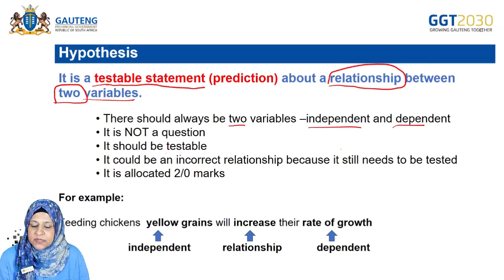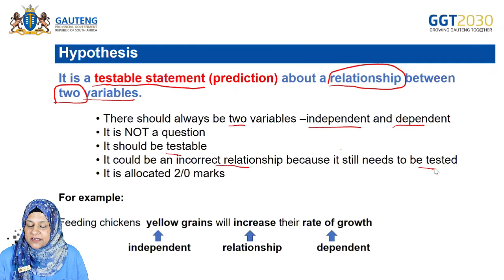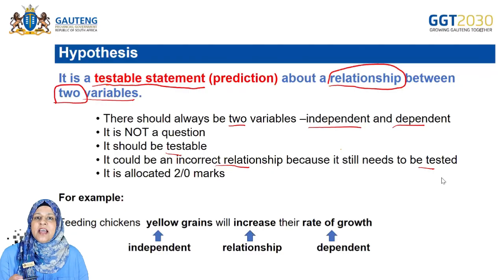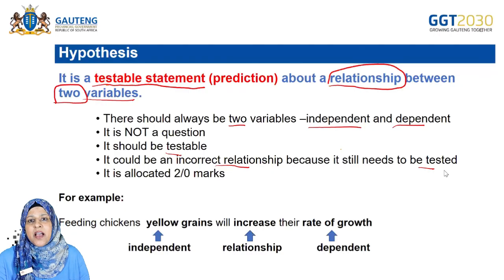It should be testable, and it could be an incorrect relationship because it still needs to be tested. So if you write something that is not right, it doesn't matter. When you test it, you can say, then I do not accept my hypothesis. The hypothesis is allocated 2 marks.